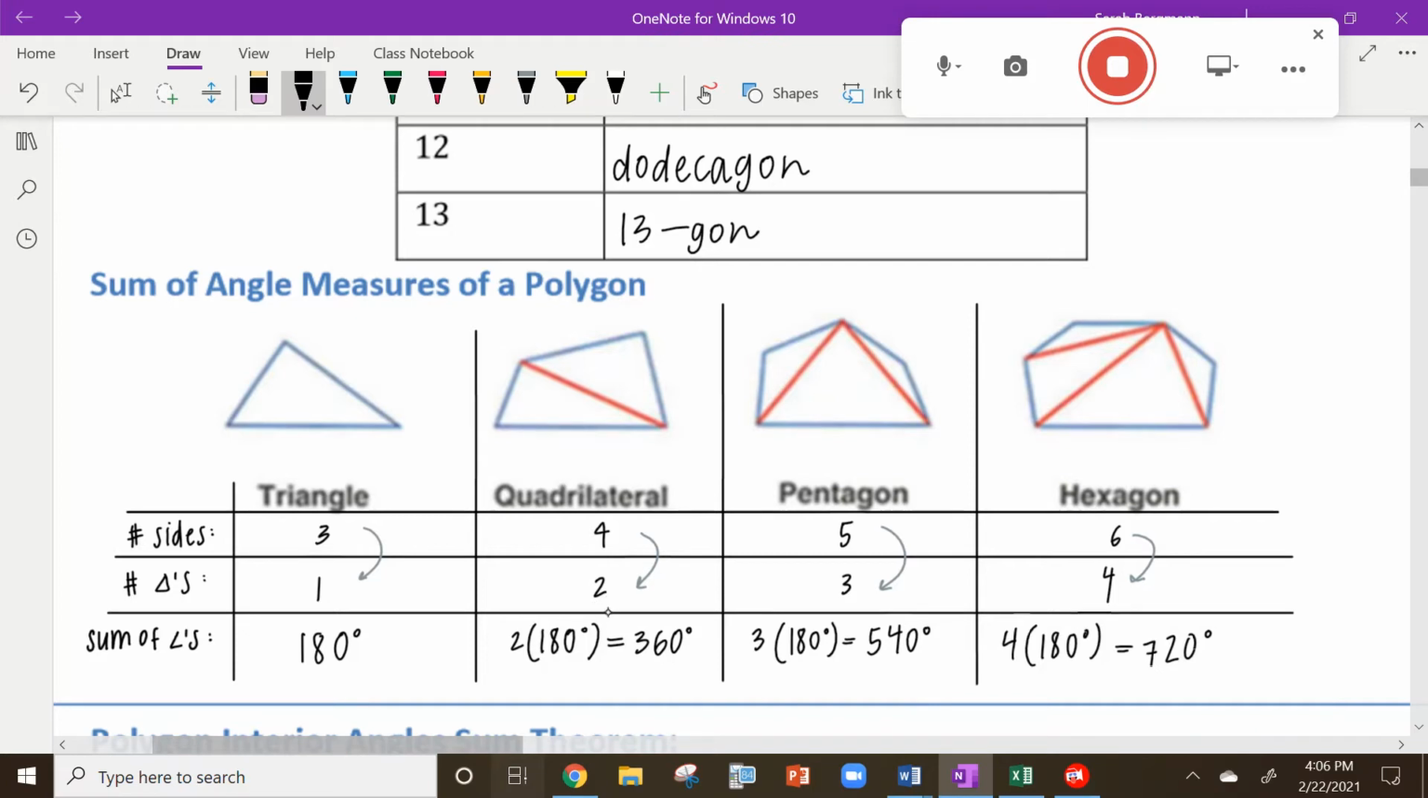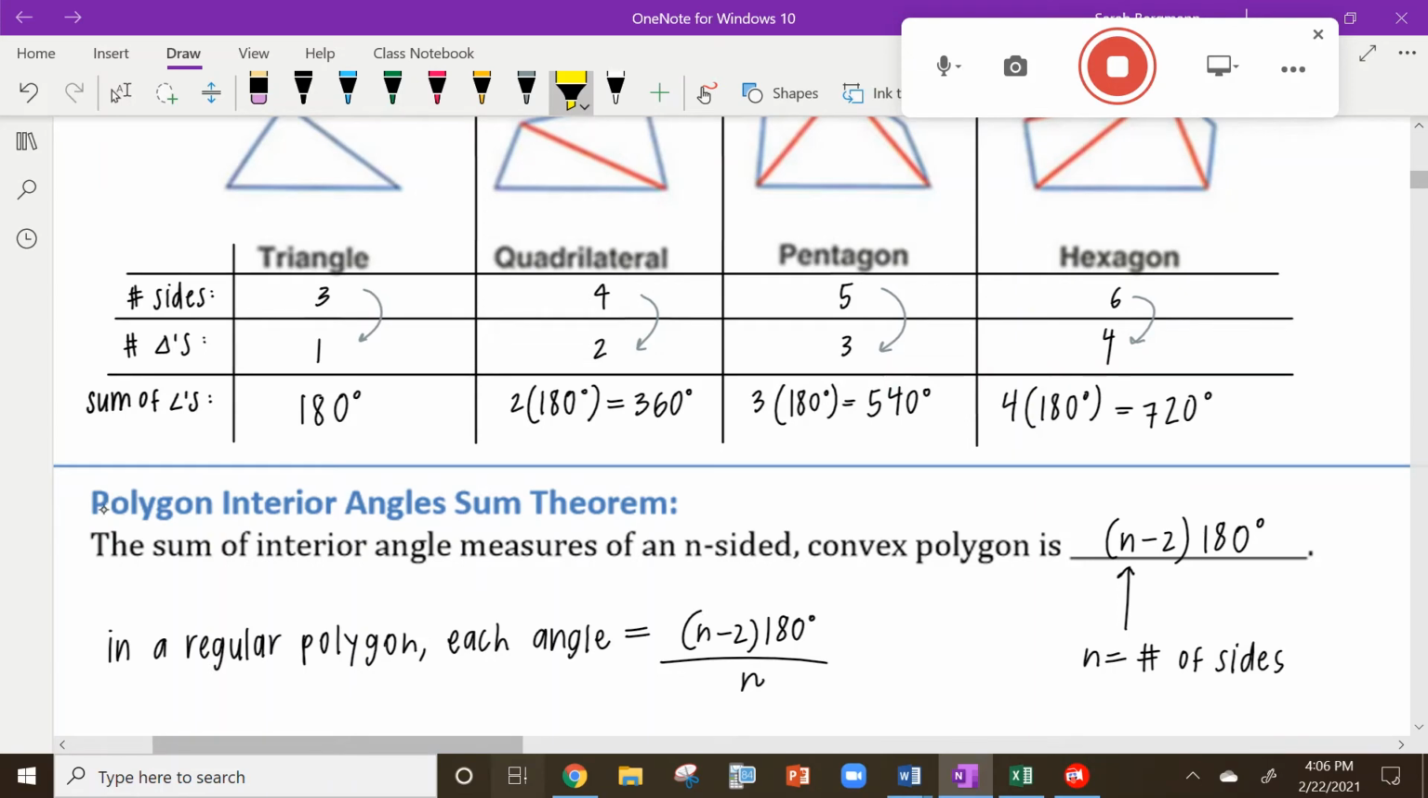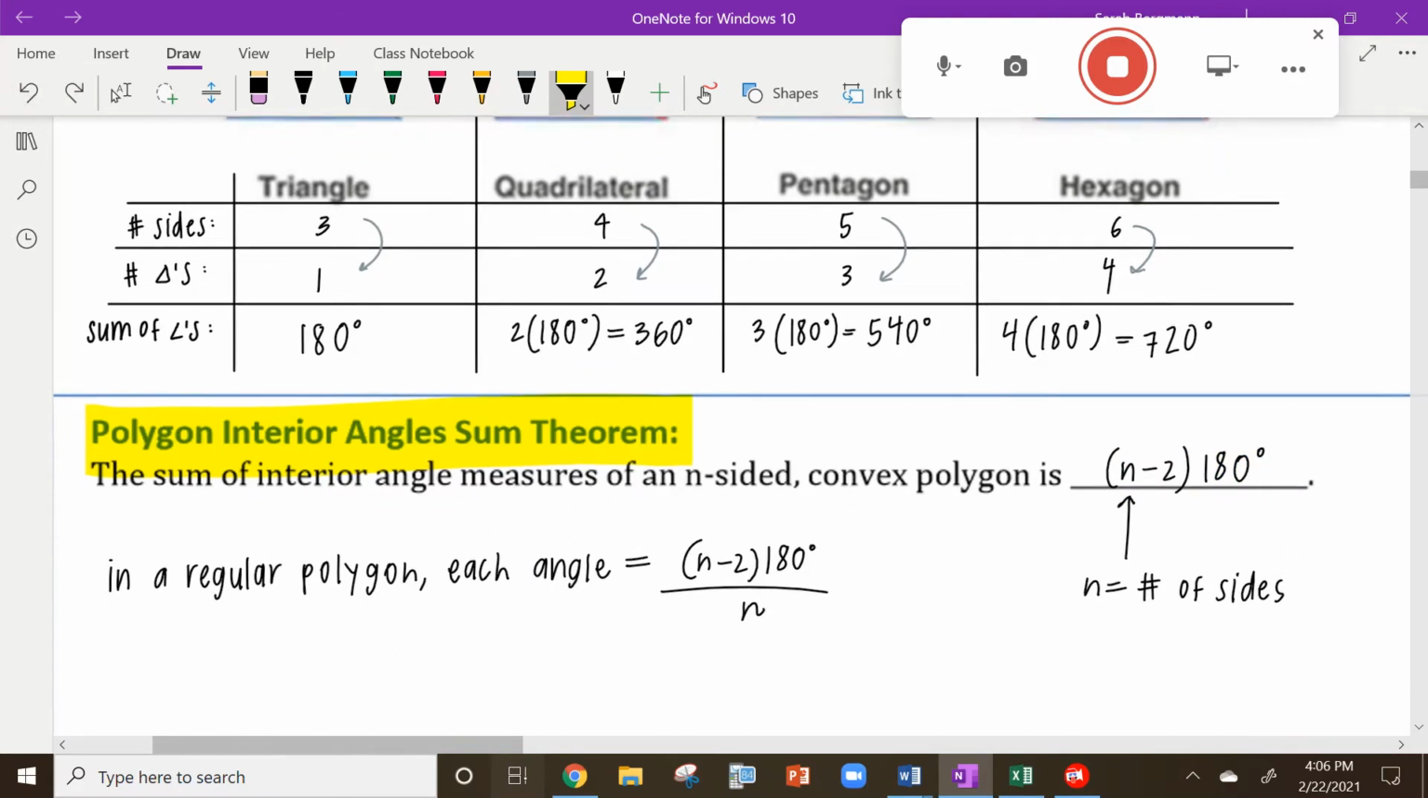Hopefully you're seeing a pattern that if we can tell how many triangles it can be broken up into, we can tell the sum of the interior angle measures. That will lead us to this formula. The sum of the interior angle measures of an n-sided convex polygon is (n minus 2) times 180. You take the number of sides, minus 2, because that'll give you the number of triangles. We know each triangle has 180 degrees interior, so that'll give us the total sum.